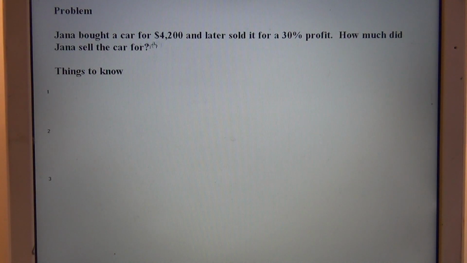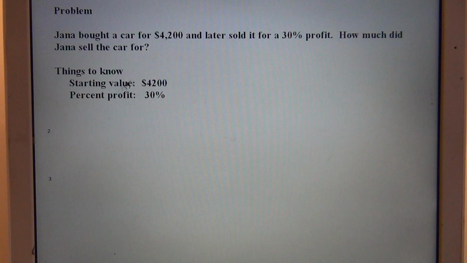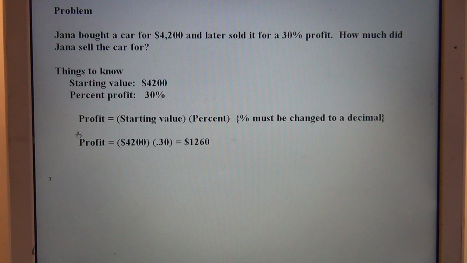Jana bought a car for $4,200 and later sold it for 30% profit. How much did Jana sell the car for? All right, some things we need to know. We need to know the starting value of the car, which was $4,200, and we need to know the profit, which was 30%. Okay, so we know that.